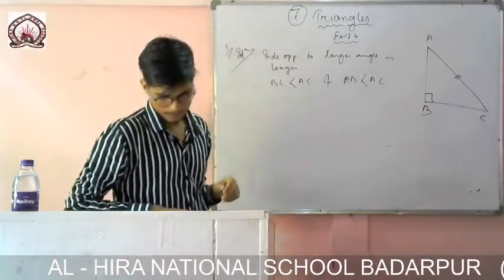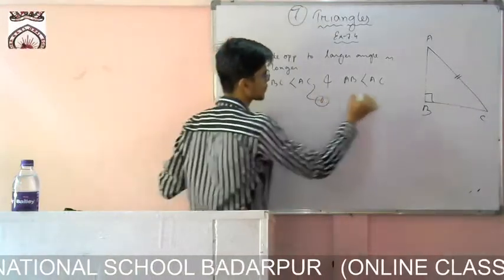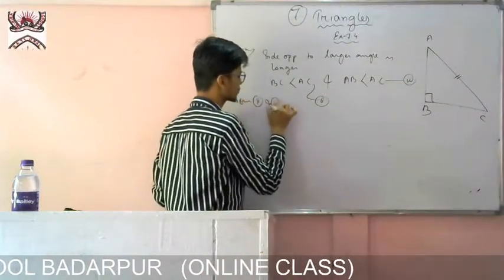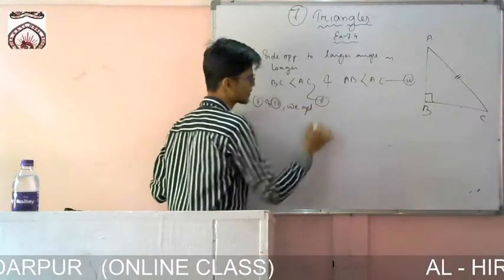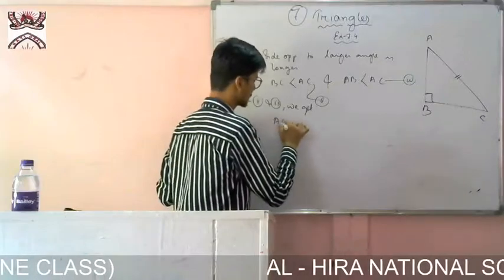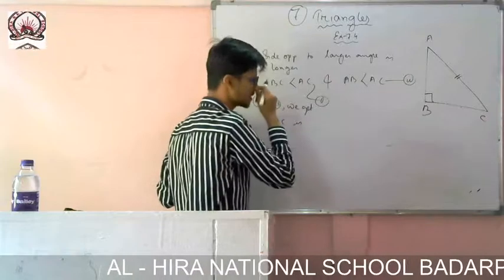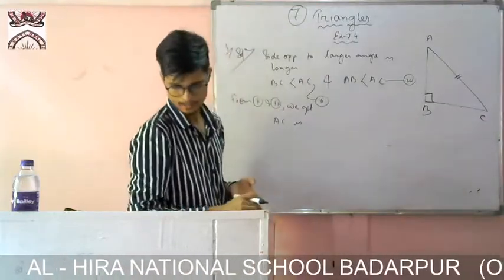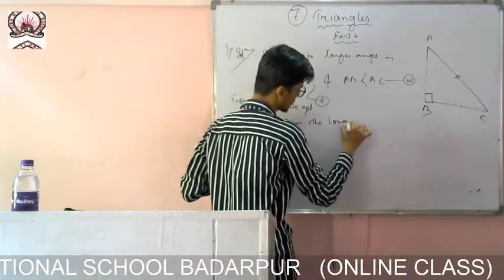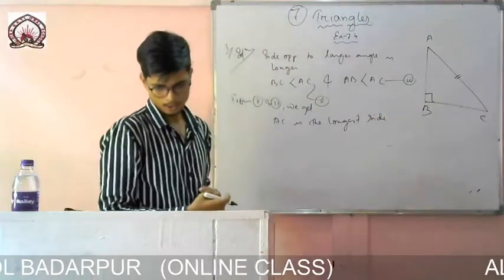So from 1 and 2 I can write, you give this one equation 1, this one equation 2. From 1 and 2 we get AC is greater than BC, also AC is greater than AB. That means AC is the longest side of the triangle. AC is the longest side.